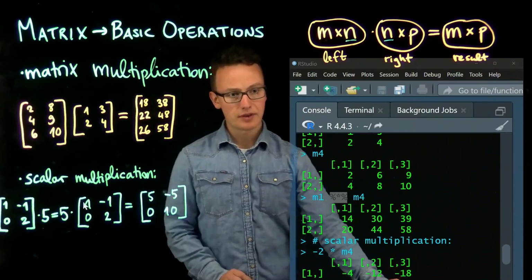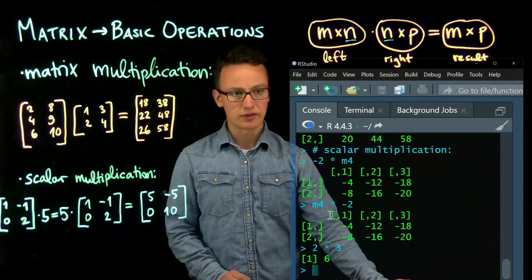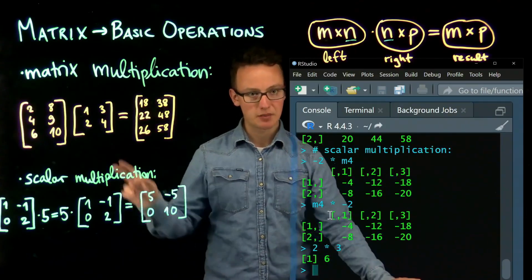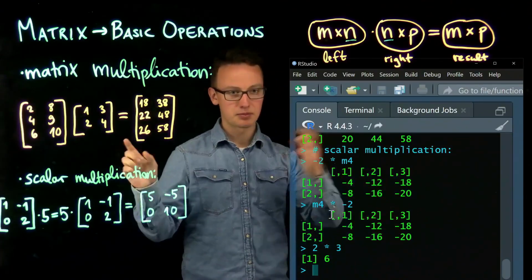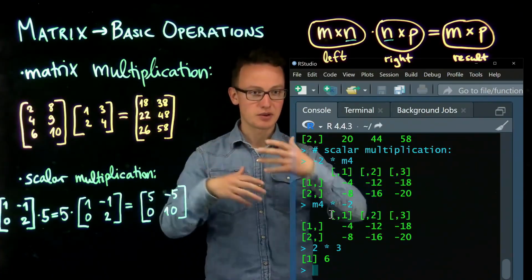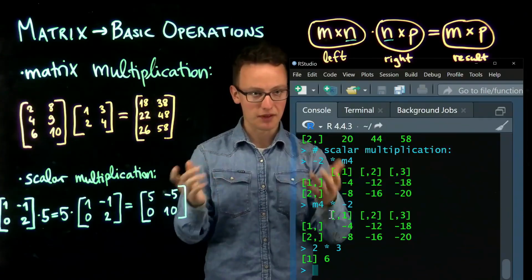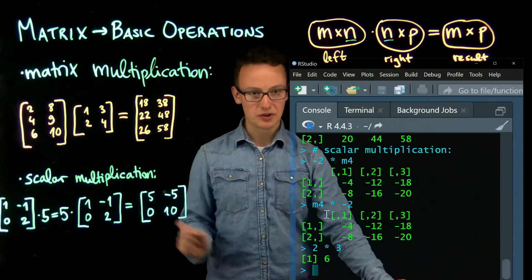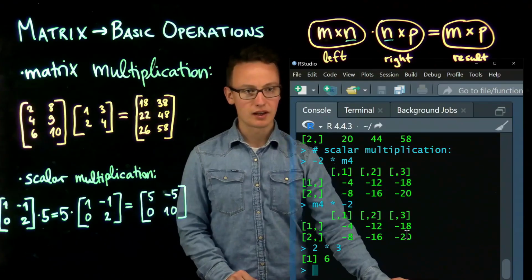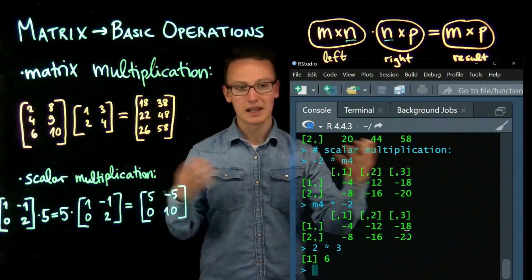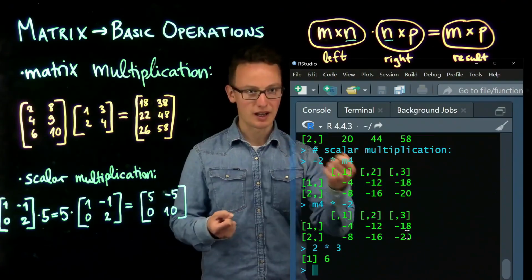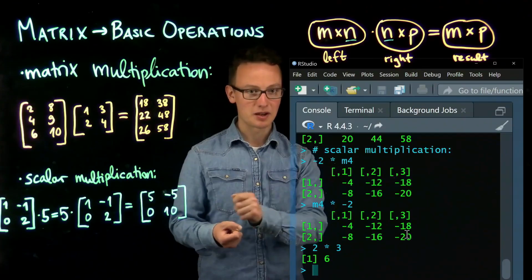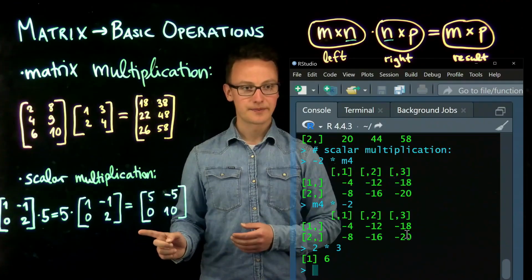All right, so this concludes the explanation of multiplication on matrices. We've seen matrix multiplication and how this can be broken down or thought of as basically a series of dot products on vectors. And we also saw scalar multiplication, which is just a matrix scaled by some number, where we will apply this multiplication to every element in that matrix, as seen here.